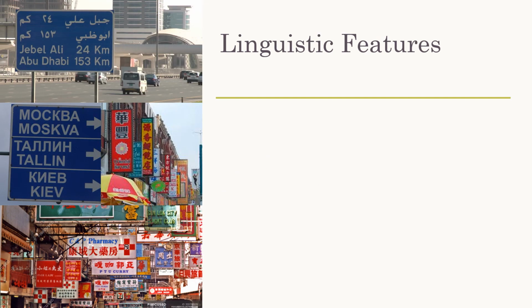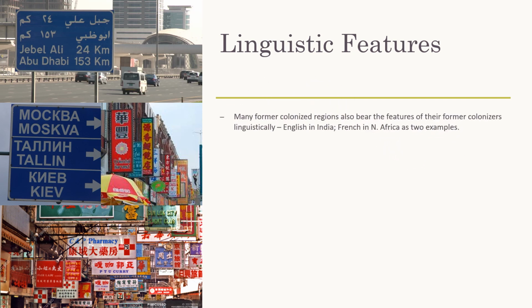With linguistic features, we look at these former colonized regions. They will also bear the features of their former colonizers linguistically. So we think about India, it's going to have English. French is going to be in North Africa as two examples. But when we get back to colonization and political geography, maybe we can make that connection more readily.